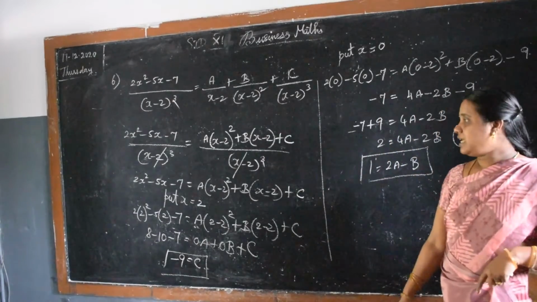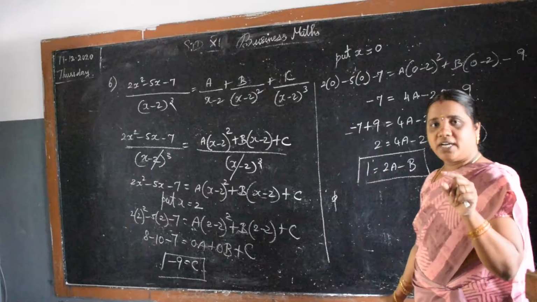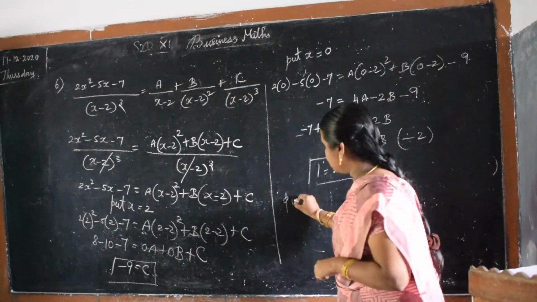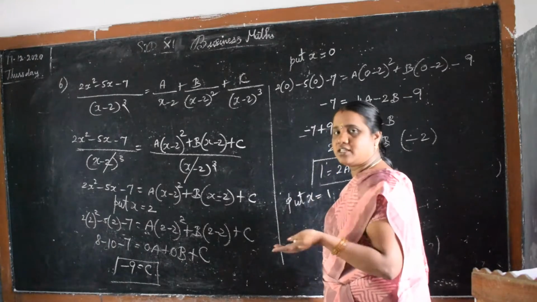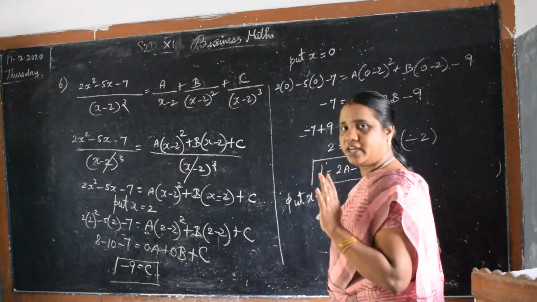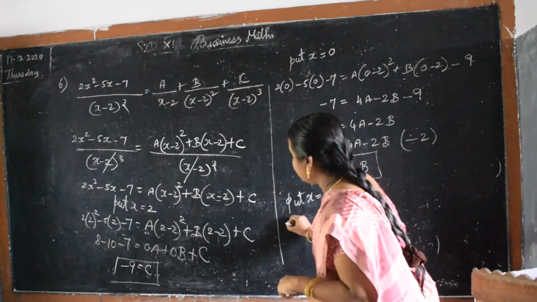Okay. Next I am going to substitute. Put x is equal to 1. If you substitute small numbers, you can easily get the value. So put x is equal to 1. You can also use minus 1, minus 2, any number you can write, but use only small numbers. Put x is equal to 1, now what will come?